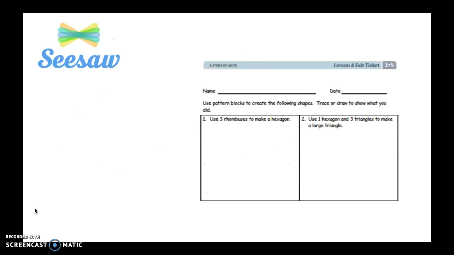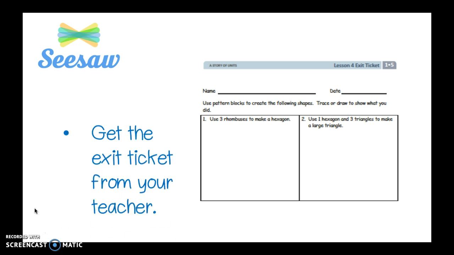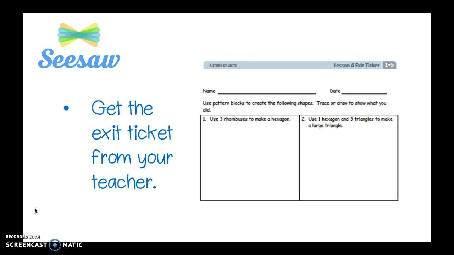Now it's your turn, friend. I want you to go to your teacher and you're going to get this exit ticket. Now what you're going to do is I'm going to go ahead and read the directions. So if you don't have the exit ticket right now, press pause, go get it from your teacher, and then come back so I can read it to you. Okay, you ready? It says, use pattern blocks to create the following shapes. Trace or draw to show what you did. So you're going to need pattern blocks to finish up this exit ticket.